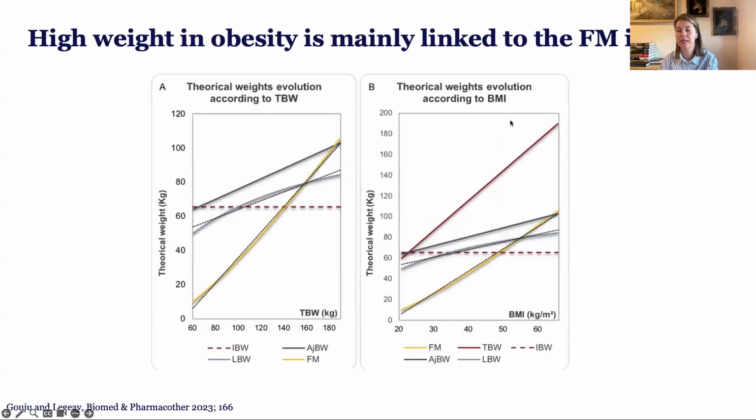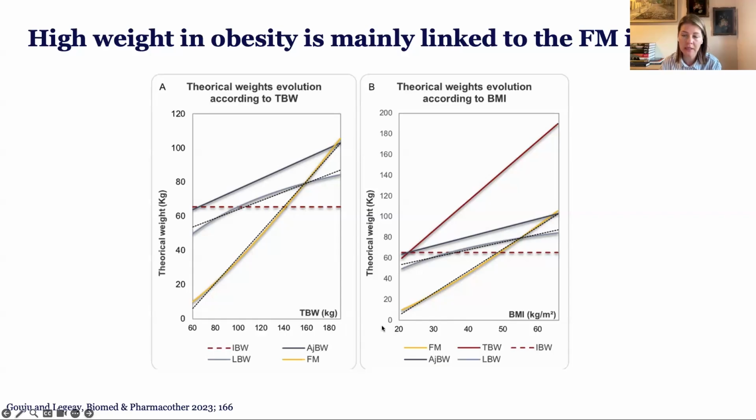And very briefly, I want to show you this nice figure from this nice review article of Gouju and Legay. So on the left side, there is a theoretical weight evolution according to total body weight. On the right, there's according to body mass index. And basically what you can see in this figure is that, well, obviously the ideal body weight is stable here. And the adjusted body weight, which is here the AdjBW, is increased linearly. However, the lean body weight and the fat mass increase non-linearly.